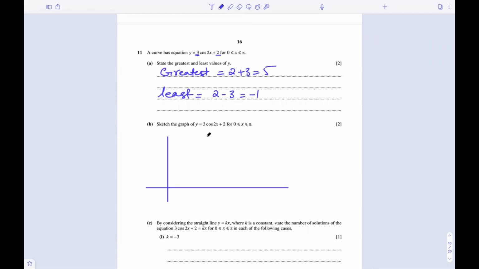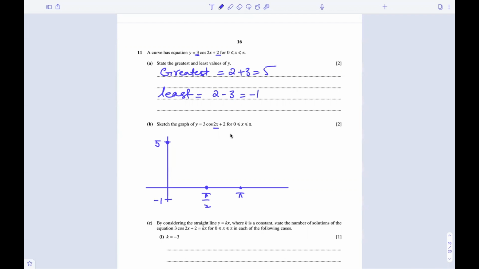Now to sketch the graph of this function, we know it goes from 0 till pi. As it is a 2x, it means in 0 till pi, it will have one cycle. The highest point is 5. The lowest point is negative 1, as we have seen from the first part. So let's say this is pi upon 2 and this is pi. The curve starts from the highest point, which is 5.